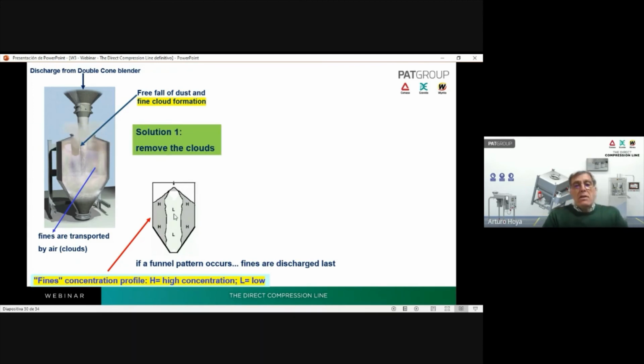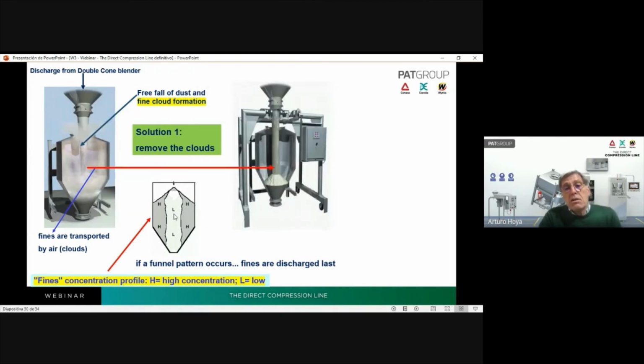Solution one. Well, the solution one is, of course, remove the clouds. If you remove the clouds, you avoid the segregation. This is one of the solutions: a device that avoids the formation of clouds. This device is retractile, and in this case, you will not have segregation.